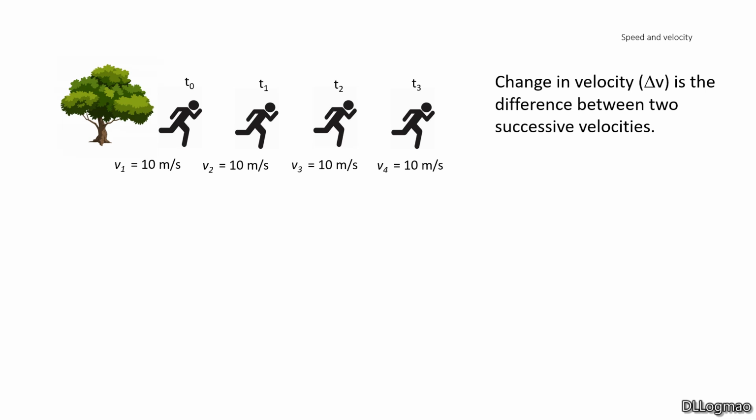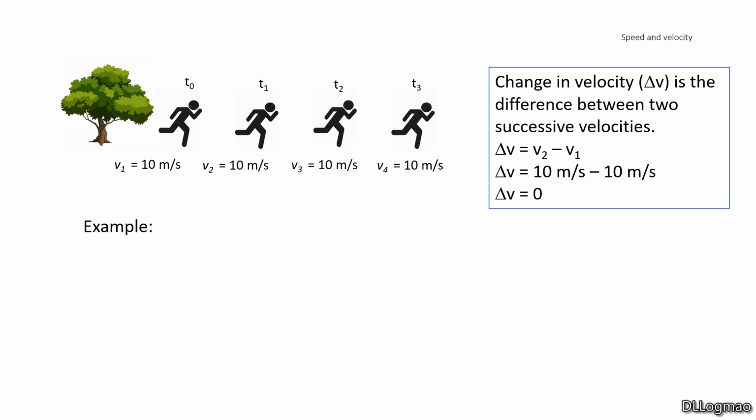The change in velocity, delta V, is the difference between two successive velocities. In some situations where the initial and final velocities are the information provided, the change in velocity is the difference between the final velocity and the initial velocity. The change in the velocity is the difference between V sub 2 and V sub 1 and is 0.